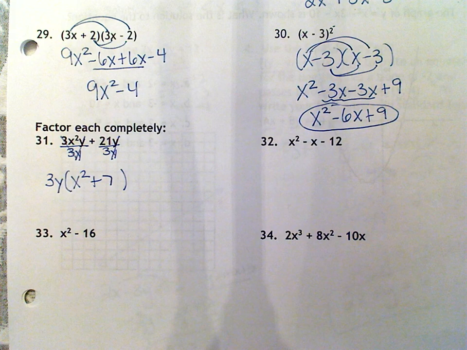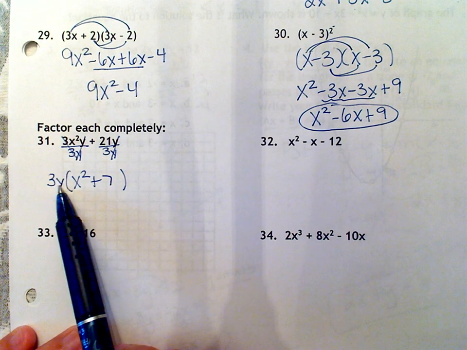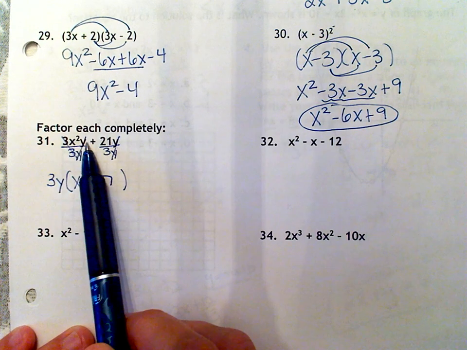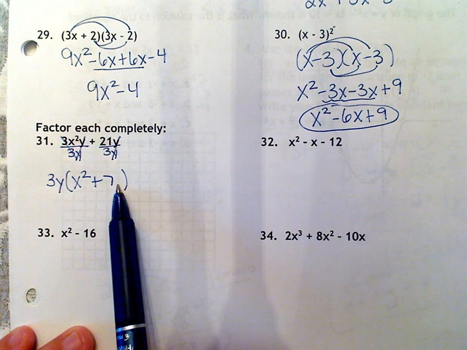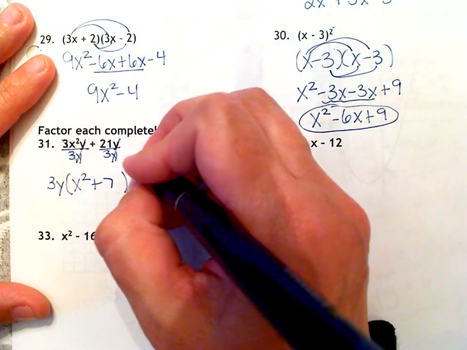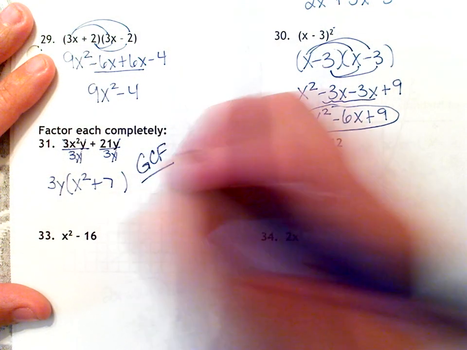Check it. Distribute it back. If it works, then you know you did it right. 3y times x squared is 3x squared y. 3y times 7 is 21y. So I know I factored it correctly. So all this one had was a GCF.